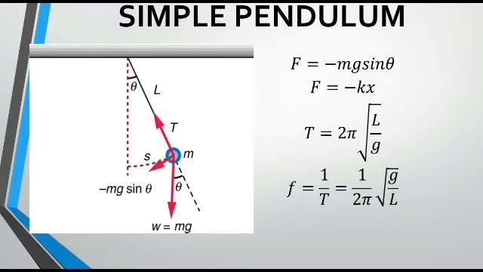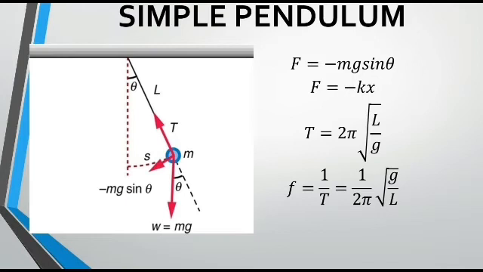But as a summary of the equations for the simple pendulum, the restoring force is equivalent to negative mg sine theta, where m is the mass, g is the acceleration due to gravity, and theta is the displacement from the equilibrium position. This should be around or less than 15 degrees for us to have a simple pendulum. And then the restoring force is also equivalent to negative kx. And then we have the period equals 2 pi times the square root of the length of the pendulum over the acceleration due to gravity.